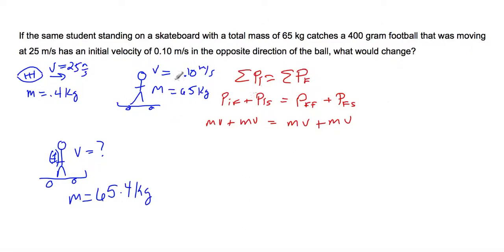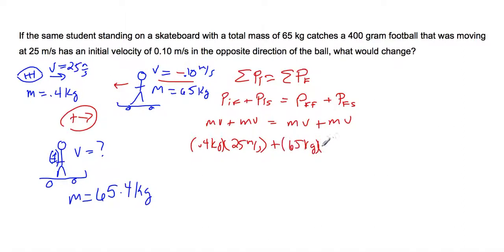Now, we have to make something negative in this problem because we have one velocity going this way and one going that way. So if we define positive as going right, then this becomes a negative 10. So again, filling our numbers in, we're going to have 0.4 kilograms times 25 meters per second plus 65 kilograms times a negative 0.10 meters per second is equal to 65.4 kilograms, and that's using the same idea we had from before, times v.